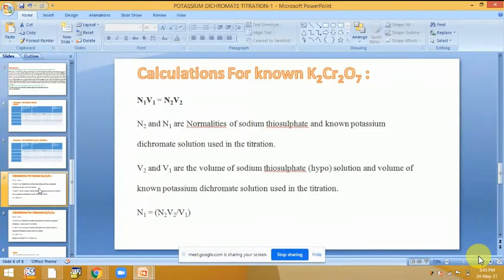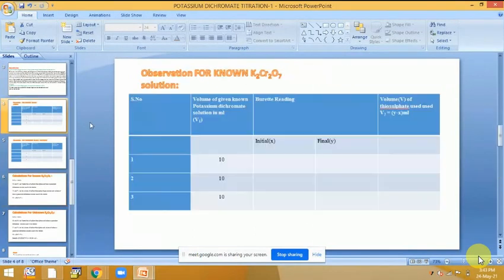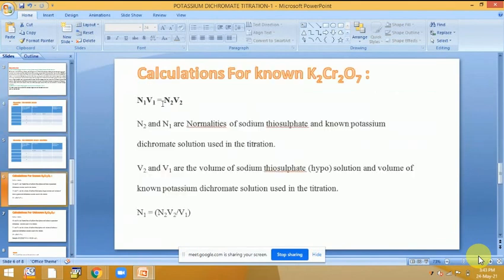So in this calculation, you have to put N1 value as your known potassium dichromate solution, which will be provided as 1 by 20 or 1 by 10 or something like that. V1 will be 10 in this case, since you are taking 10 ml of this known solution. So V1 will be 10. N2 you have to determine for hypo, and V2 will be your burette reading after endpoint.